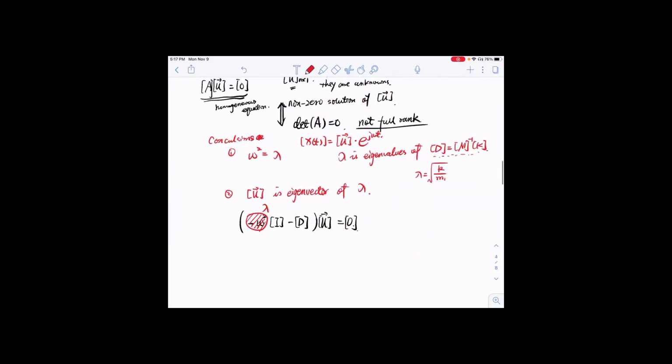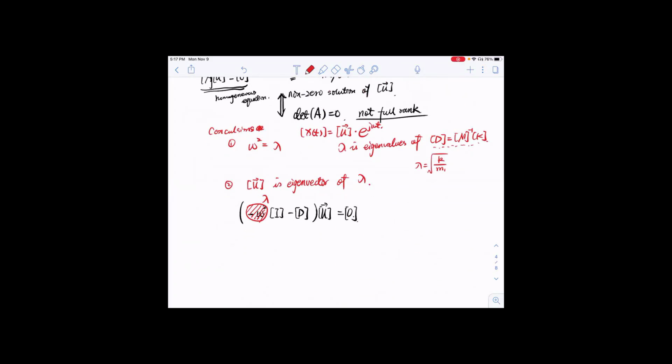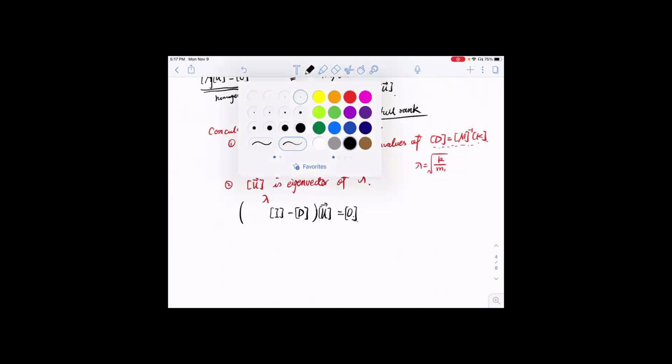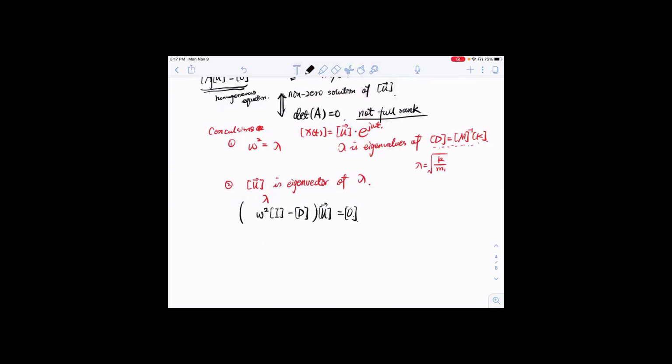I should put it in a different way. So that's your omega squared, and it has been replaced by lambda. So lambda I minus D times U equals 0. If you forget the definition, that's the equation we use to calculate eigenvalues and eigenvectors.